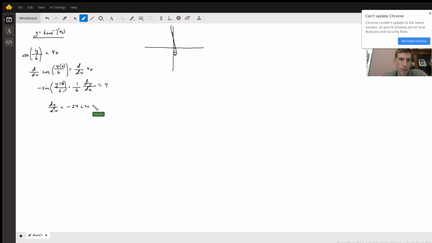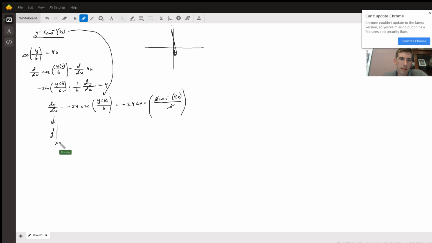cosecant of y of x over 6. And then guess what we're going to do? We're going to go ahead and plug this same y of x into here, and it's going to be negative 24 cosecant of 6 cosine negative 4x. So it's just 6 cosine inverse cosine of 4x over 6. The 6's cancel.